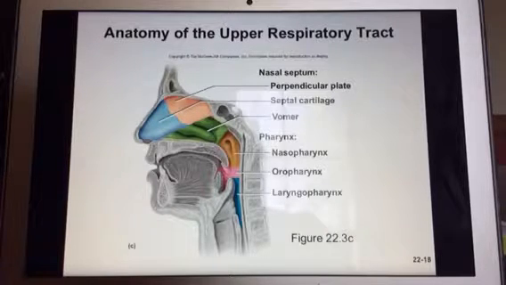So there's the vomer that we're talking about, there's your nasal septum, and then this is showing you the three sections of the pharynx, which is what's coming next: nasopharynx, oropharynx, and laryngopharynx.